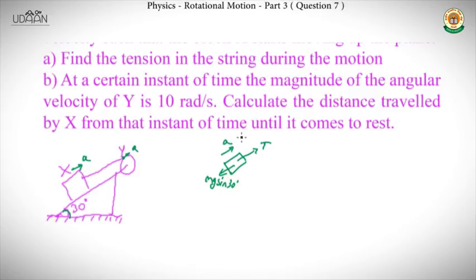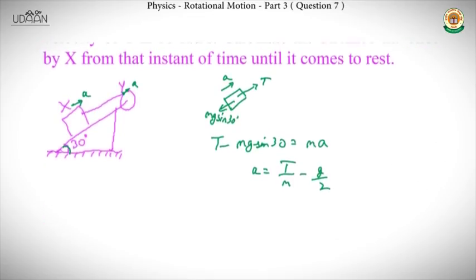Now we write down the equation for this body in the direction which is parallel to the surface of the incline. So that will give us T minus mg sine 30 will be equal to ma. Very simple. From here we'll find out that a is equal to T by m minus g by 2. So here we know the value of a now.